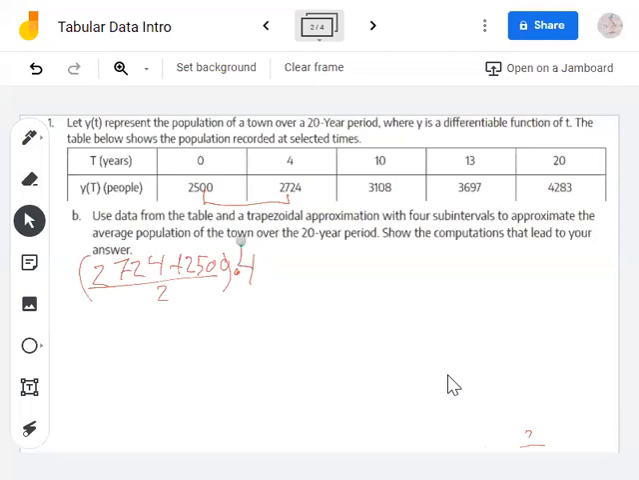Can you just put the 4 on the top? If I multiply them all by 4, that's fine. I'm just leaving it like that to show the setup.